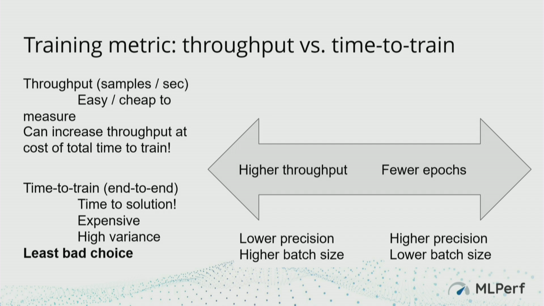So we have gone with time to train. This is the end-to-end time for the model. How long does it take to reach that target quality? This has some drawbacks too. It's expensive because it has to run for a long time. It's high variance. The number of epochs changes from run to run with the same platform and software, but we think it's the least bad choice.